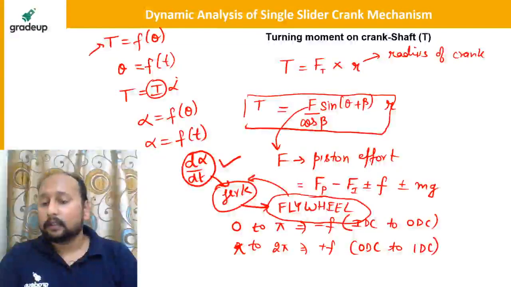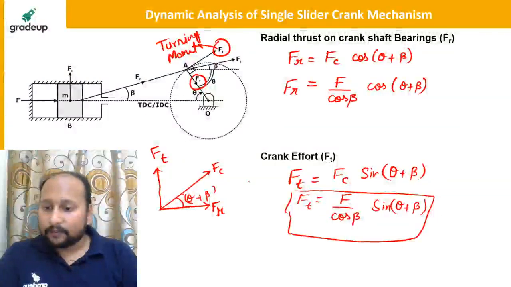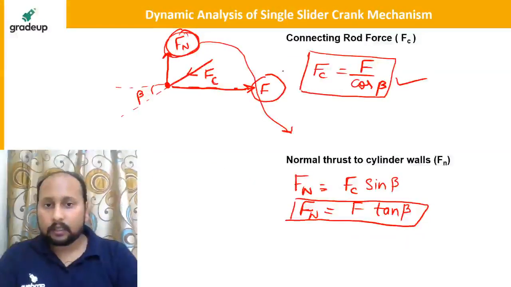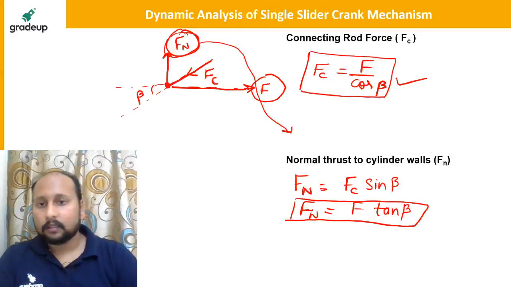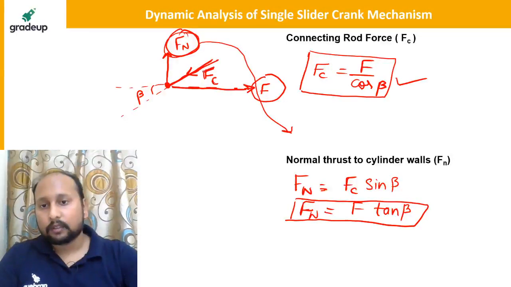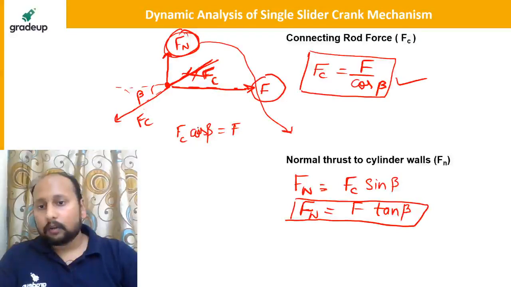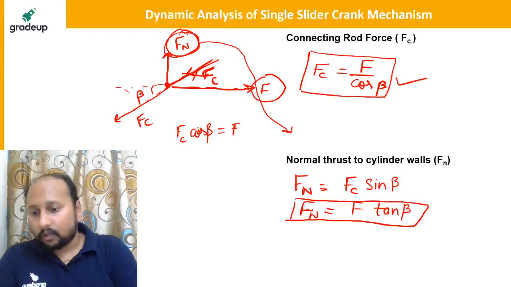What about Fc, sir? Fc, yes, this is Fc. This is connecting rod force Fc in this direction. Okay, so if you take this as Fc, then this is Fc cos beta. Fc cos beta is equal to F, fine, or Fc is equal to F by cos beta. If you resolve Fc, then Fc sin will be acting on the crank.